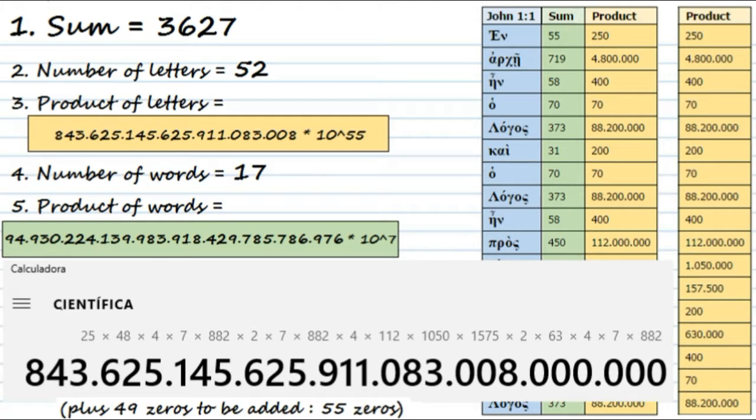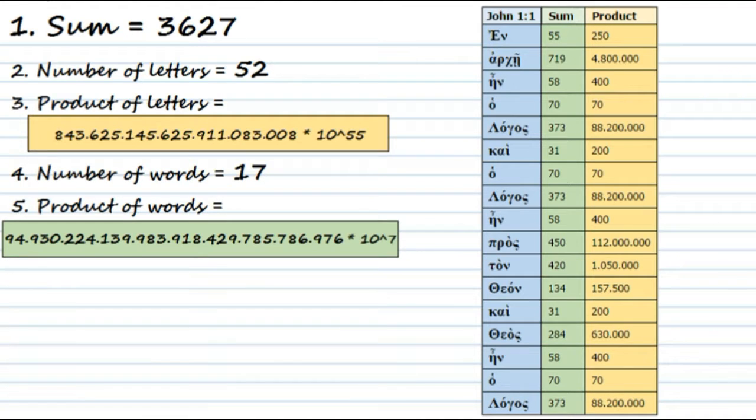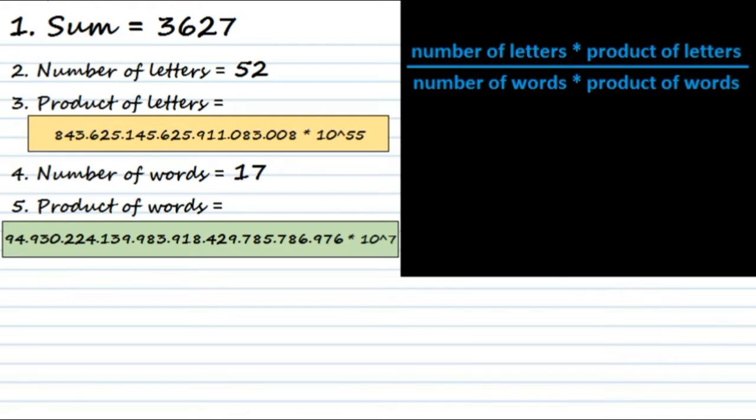The product of the letters, a number that is even larger, 843 quintillion, 624 quadrillion, 145 trillion, 625 billion, 911 million, 83,000, and 8 times 10 to the 55. And we finished. We have computed the 5 relevant values for the verse John 1:1, exactly as we did previously for Genesis 1:1. Now let's go back to our formula.